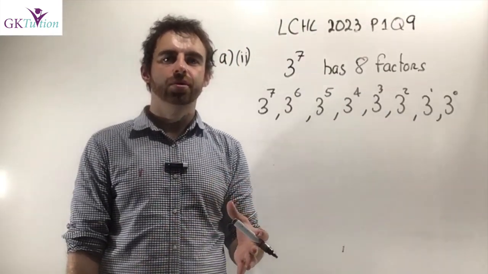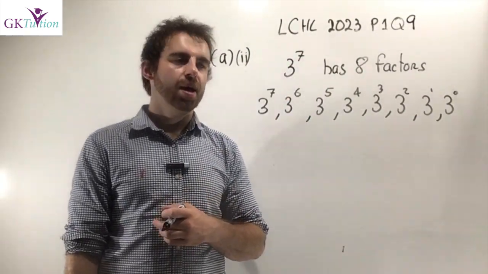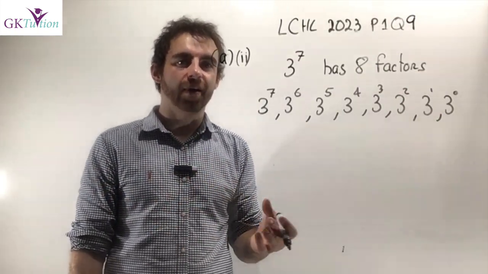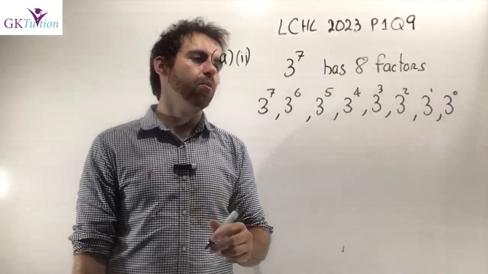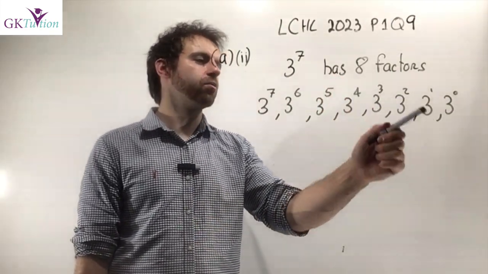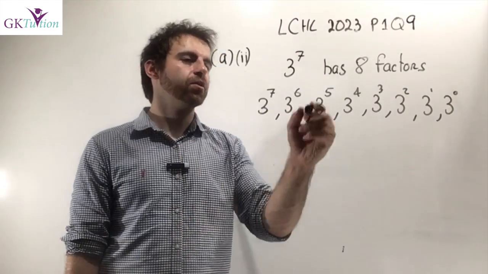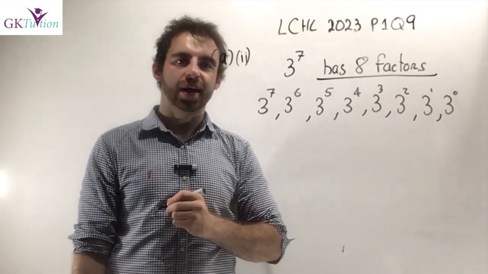In part 2, you're asked to work out how many factors does 3 to the power 7 have. And you should recognize from what we did the last time, 2 to the power 4 had 5 factors. It was 2 to the power 0, 2 to the power 1, 2, 3, and 4. Well, obviously 3 to the power 7 then must have 8 factors, because it's 3 to the power 0, 3 to the power 1, 2, 3, 4, 5, 6, 7. So you don't have to actually list them out. Your answer is that 3 to the power 7 has 8 factors.